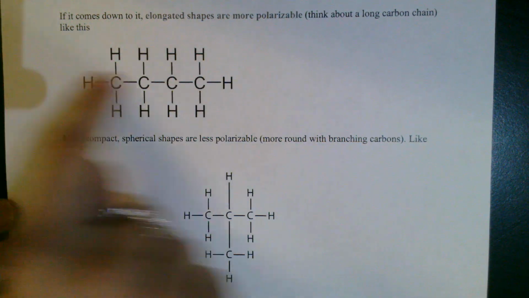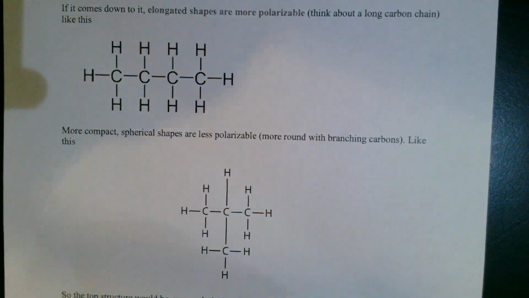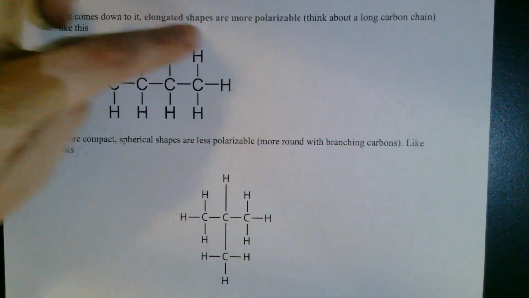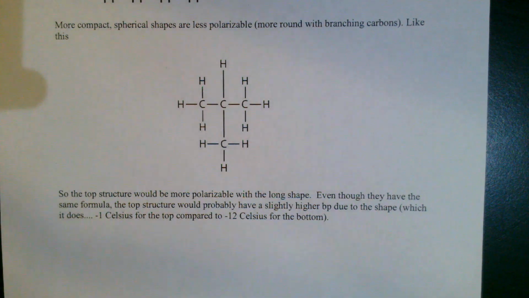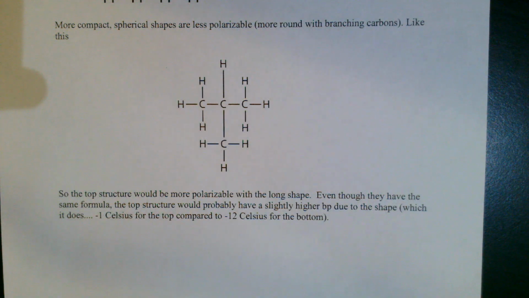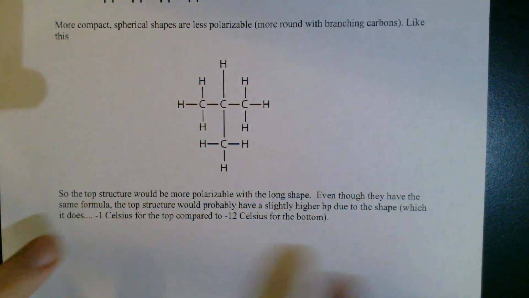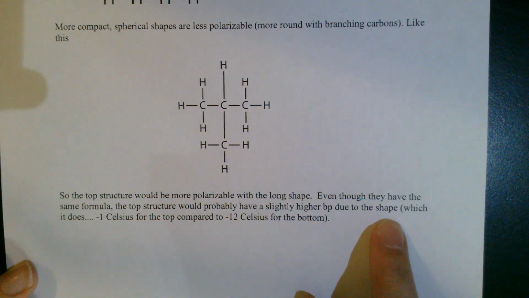So not only do you get lengthwise, but you have a lot of surface area up here and down here, where something could come in from this direction and push electrons around. Here, the shape is more compact and more spherical, so this is going to make it more difficult to push electrons around. There are very limited spaces where you can come in. So we would expect the top structure to be more polarizable and have a slightly higher boiling point. So if we look it up, even though they have the same formula, the top structure would have a higher boiling point due to the shape, which it does.